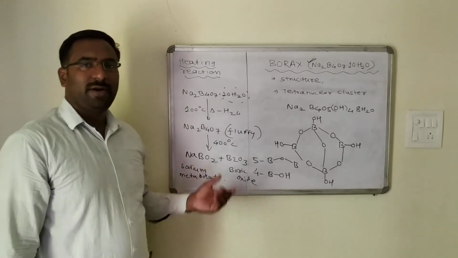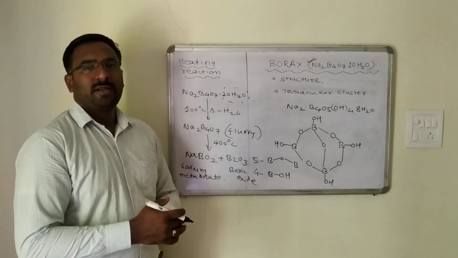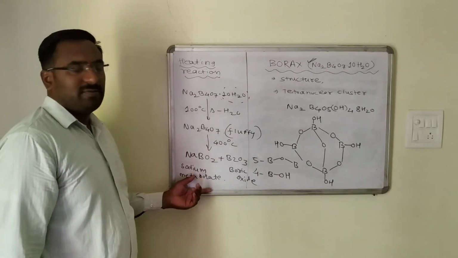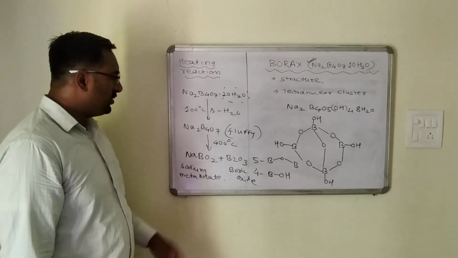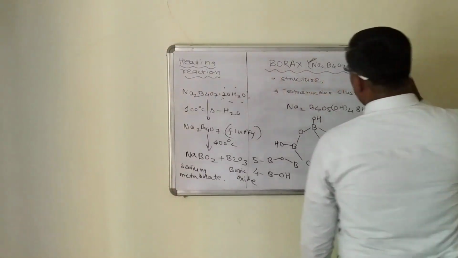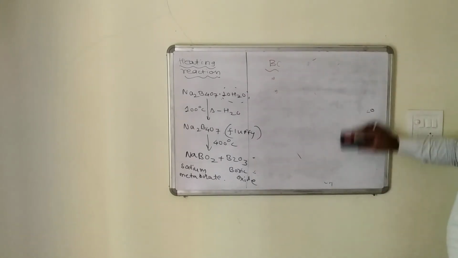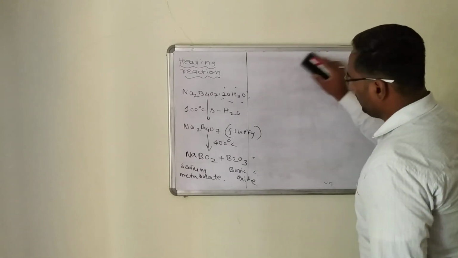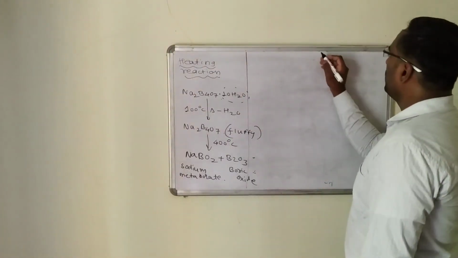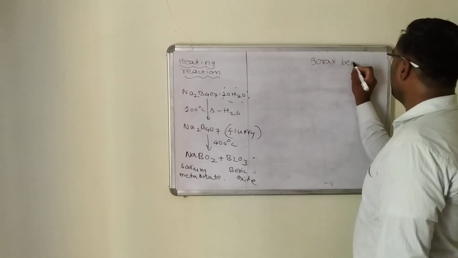And this sodium metaborate forms various colored compounds with transition metal oxides, and that is used for the borax bead test. So we will discuss the borax bead test, how this sodium metaborate forms colored metaborates with transition metal oxides. So, borax bead test.